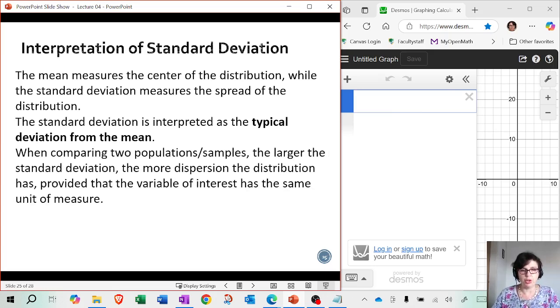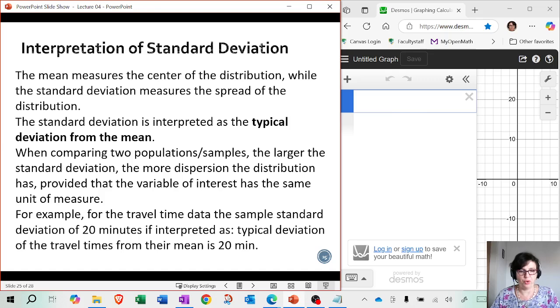So when we compare two different populations or samples, if you have larger standard deviation, that means more spread in the data. And the spread is from the mean. So for example, if we know that the travel time data has a sample standard deviation of 20 minutes, how do we interpret that? Well, we'll say that typically the deviation of the travel times from the mean is about 20 minutes. So on average, the data differs from the mean by about 20 minutes. Okay, so that's what standard deviation represents.